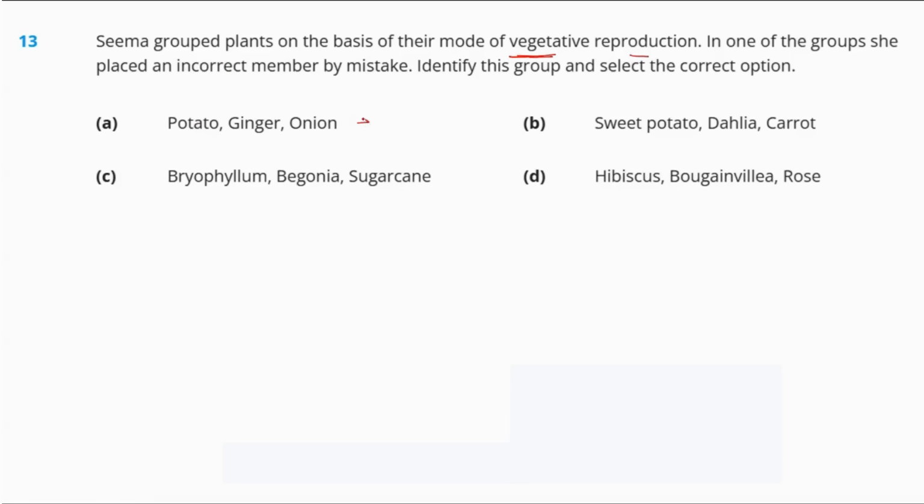Potato, ginger, and onion: these three are by stem. Sweet potato, dahlia, and carrot by root. Hibiscus, bougainvillea, and rose by stem. Coming to option C, bryophyllum is by leaves. Begonia is flower plus leaf both, and sugarcane is by stem. So our correct option would be option number C. Here is one of the incorrect members.